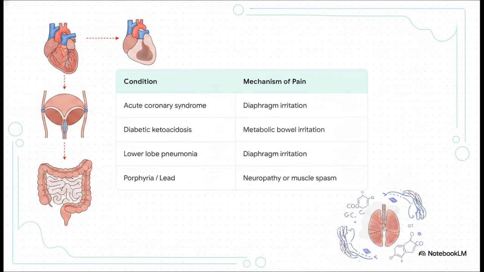Things like an inferior myocardial infarction or a lower lobe pneumonia can easily irritate the diaphragm. Diabetic ketoacidosis can cause severe metabolic bowel irritation. Even rare conditions like acute intermittent porphyria or lead poisoning can manifest purely as severe abdominal pain. The takeaway? Always keep your differential broad.